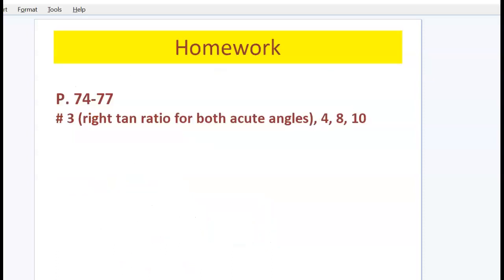Okay, so that ends the first part of section 2.1, the tangent ratio. Those are the few questions you can try from your textbook. And if you want to check the answers, remember the answers are posted on the web page for all those questions.